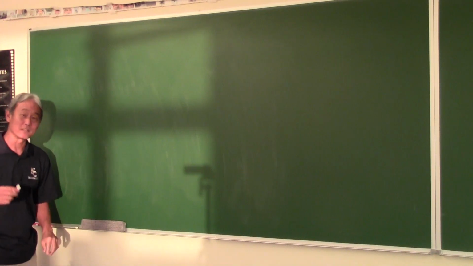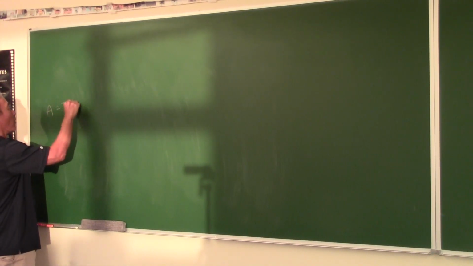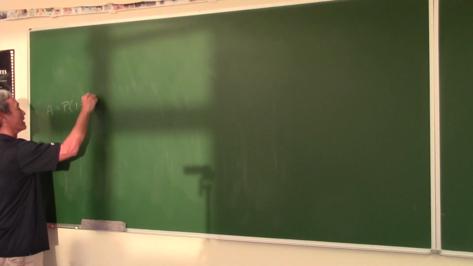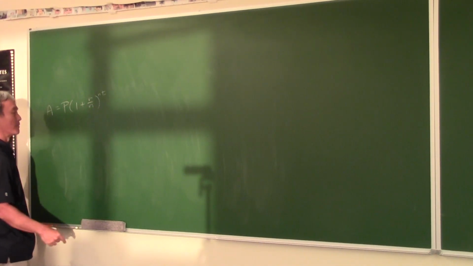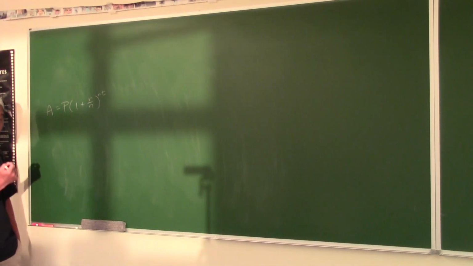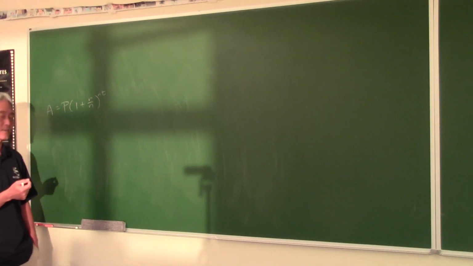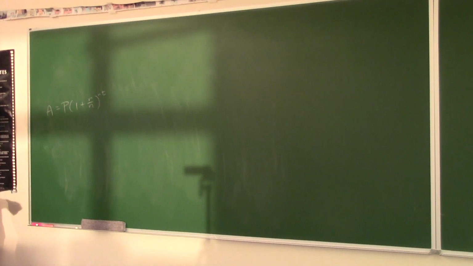Now, your compounding interest formula: A equals P times (1 plus r over n) to the nt power. Bring back memories? Yeah? This is compounding interest when you compound interest n times a year.